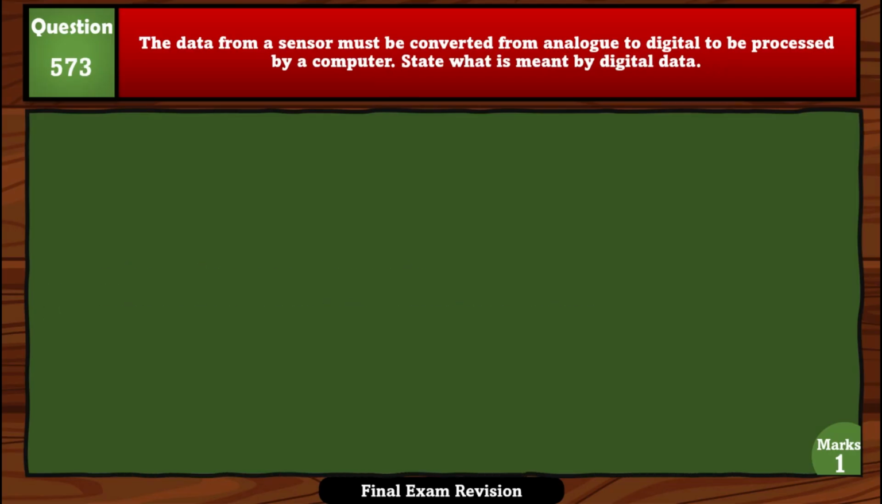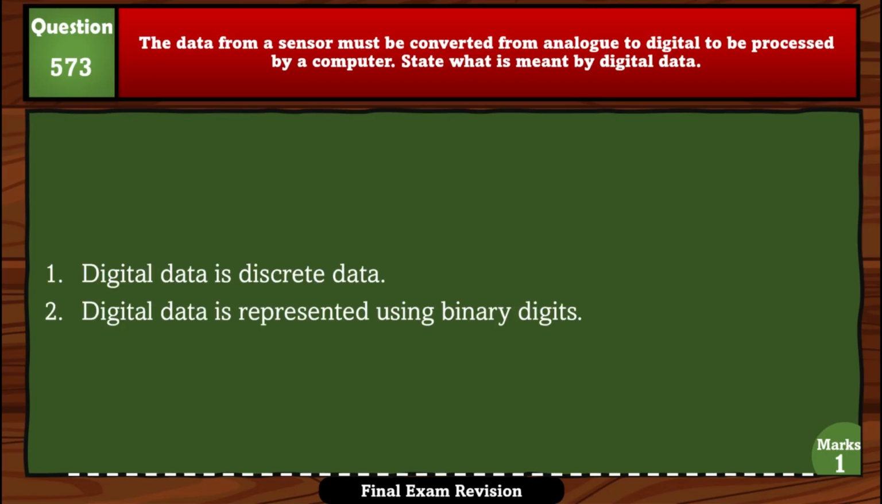Question 573. The data from a sensor must be converted from analog to digital to be processed by a computer. State what is meant by digital data. Digital data is discrete data. Digital data is represented using binary digits.